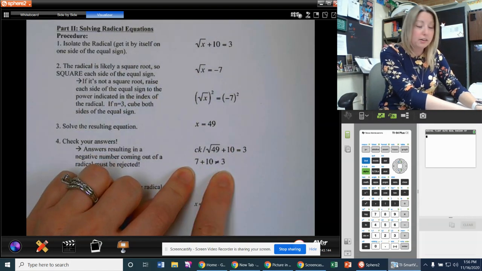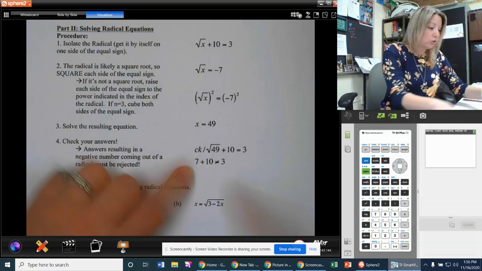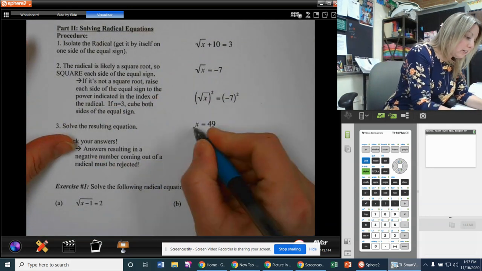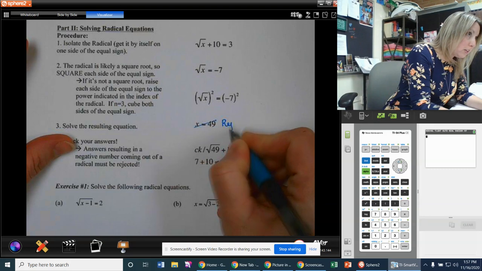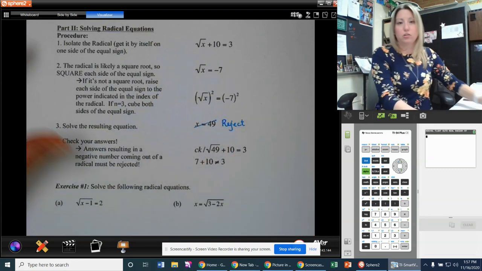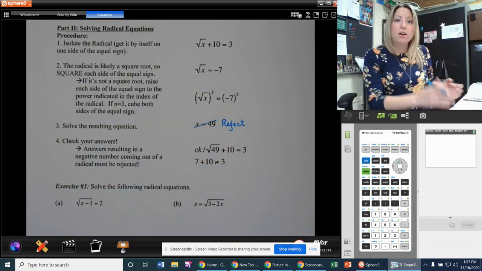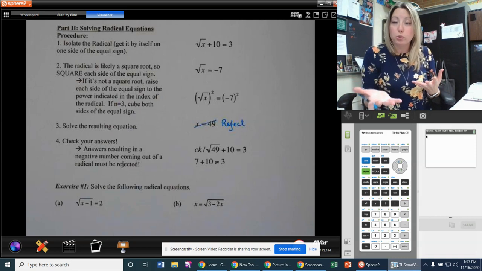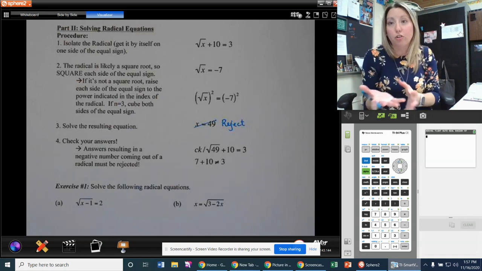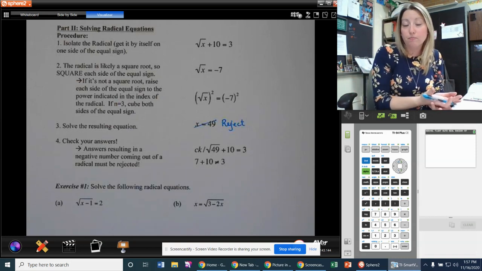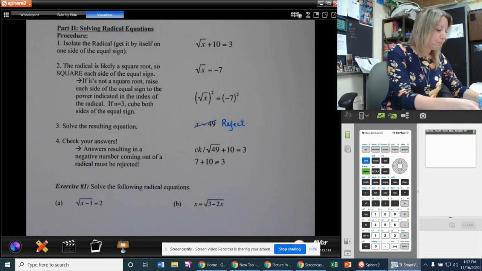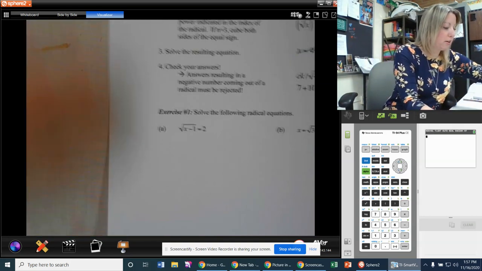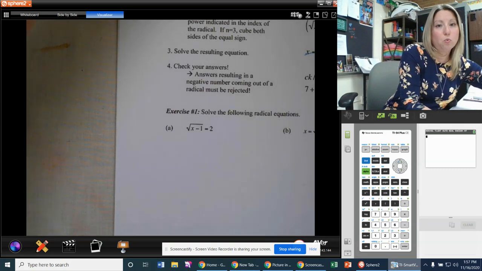Well, 7 plus 10 is not actually equal to 3. So I was technically not allowed to keep this answer. So I reject it, just like this. Okay. And so sometimes you might have no solutions as your answer because you had to reject everything you got for x. All right. We're going to look at that a little bit. So let's start with exercise 1A here.